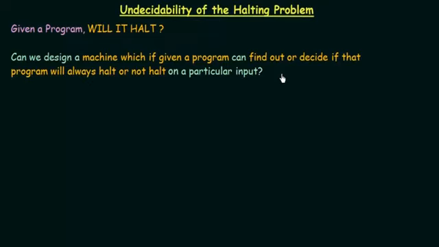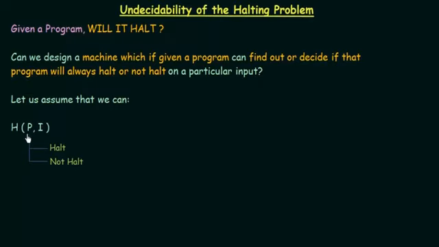In order to prove this, we will use contradiction. What we will do is first assume that yes, we can design such a machine. So let us assume that such a machine actually exists. Let's call that machine, or program, H, and it takes two arguments, P and I. P is the program and I is an input.